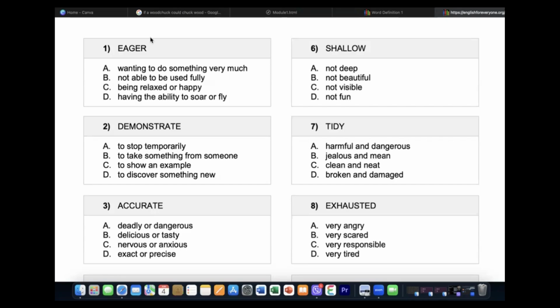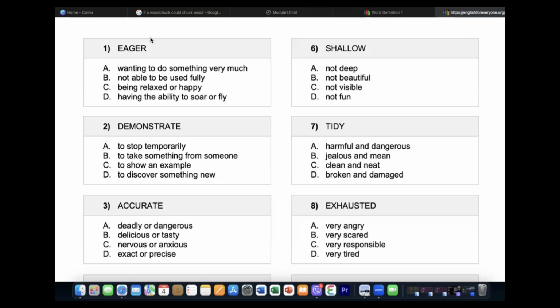Can I? Yeah, go ahead. Think eager for something, or I don't know, exact. Yeah, you could say that. Eager, meaning wanting to do something very much. So wanting to do something very badly.